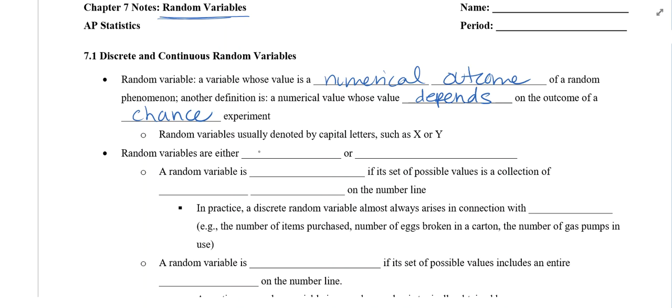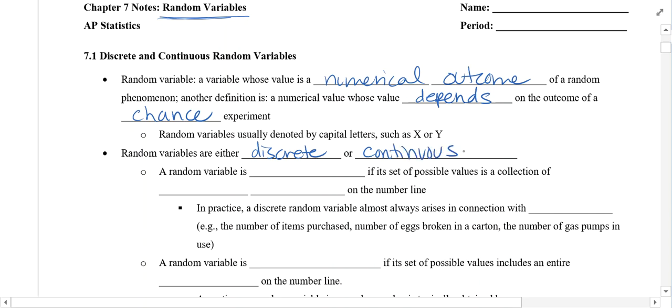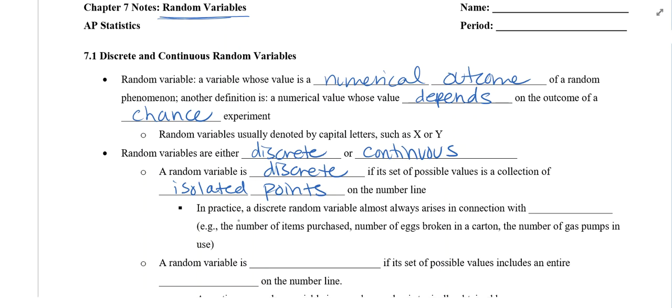The random variables are either discrete or continuous. So a random variable that is discrete has a set of possible values in a collection that are isolated points on the number line. Usually it's called a countable number of things. In practice, discrete random variables almost always arise in connection with counting. They don't have to necessarily be whole numbers, but we're usually landing on specific values.